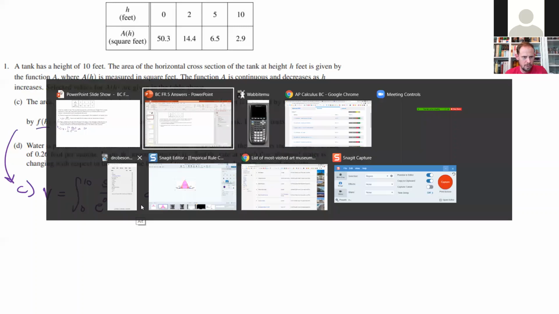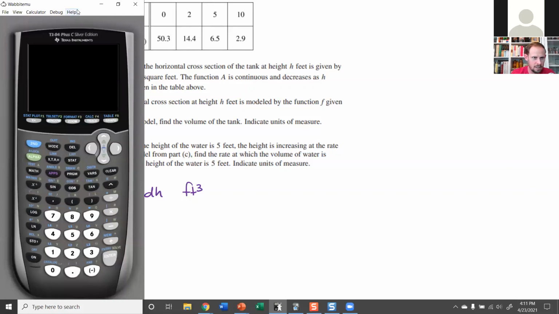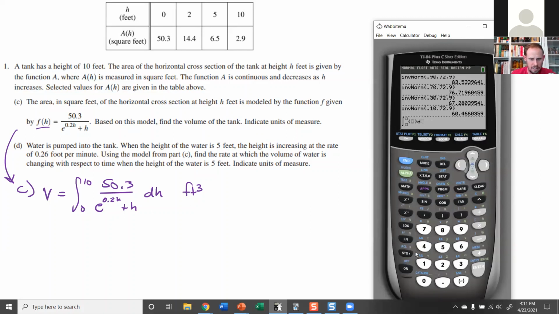All right, so we do probably want to type this into our calculator. This is a calculus exam, they do want to check to see if you know how to do calculus. Looks like I'm not going to move my calculator. There we go. Sometimes it just doesn't want to listen to me. So remember math, then number 9 is how we get to the integral sign. So if we're going from 0 to 10, I don't know what mode I'm in, so hopefully this will work out. We've got 50.3 divided by parentheses, second e to the 0.2. Our variable here is x, so we used h, whatever, it doesn't make a difference. Out of the exponent plus our variable, close the parentheses from the bottom, and then dx.